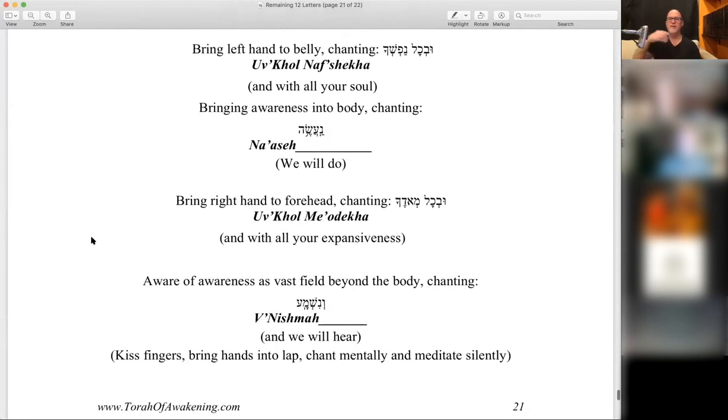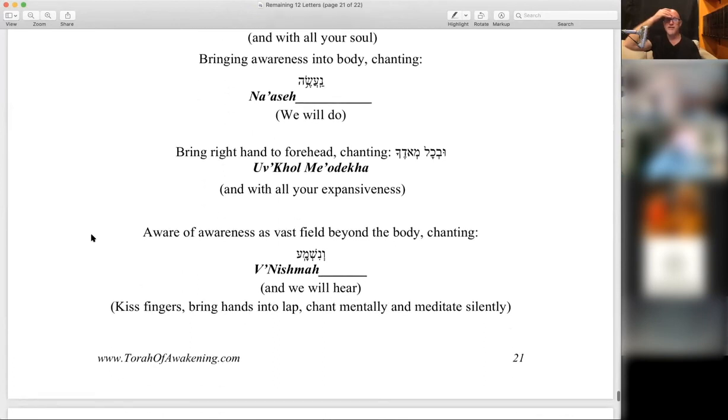Bringing right hand to your forehead, uvechol. Uvechol meodecha. Bringing your awareness to the field of awareness itself, within which all perception comes and goes. You are this vastness, you are this openness, this freedom, Vinishma. Vinishma.